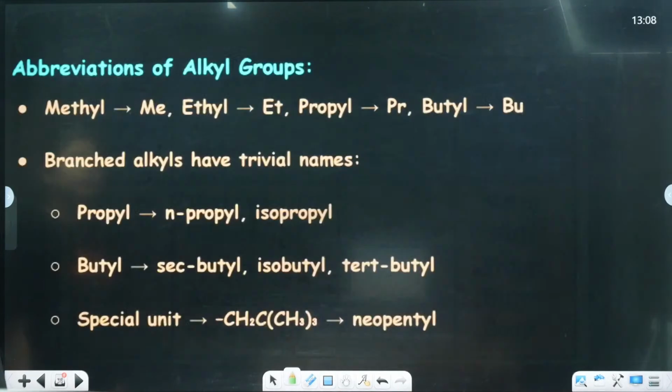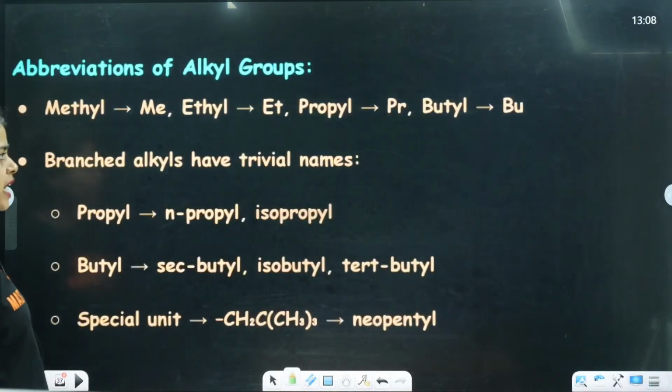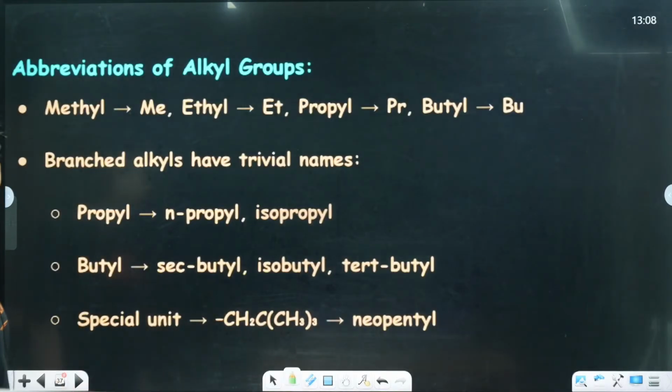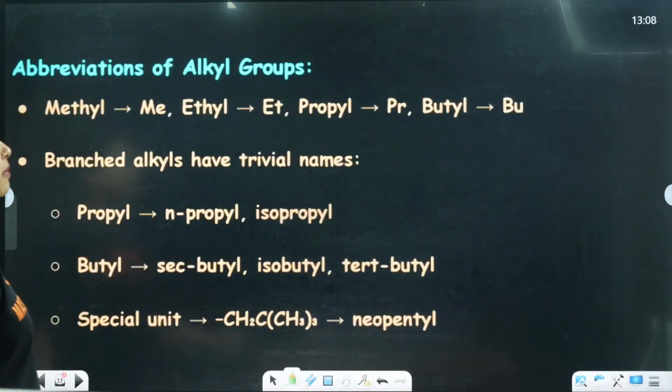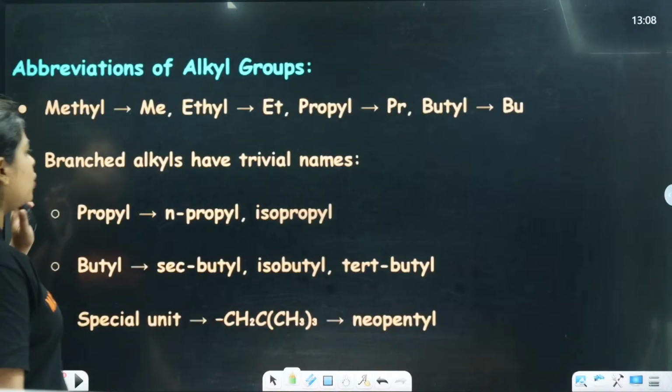Okay. Next comes the abbreviation of the alkyl group. Now, how do we abbreviate the alkyl group? Methyl means ME, ethyl means ET, propyl means PR, butyl means BU. In this way you are going to add the things.